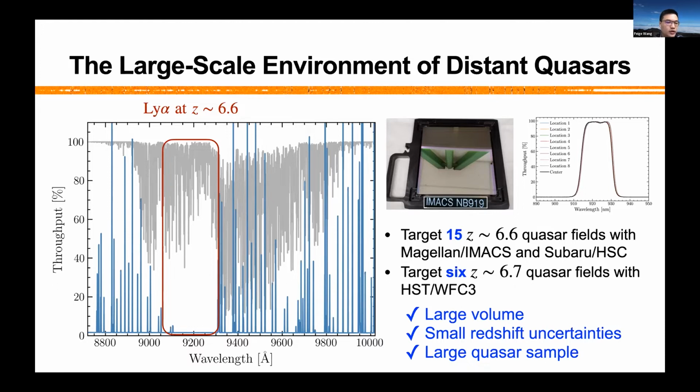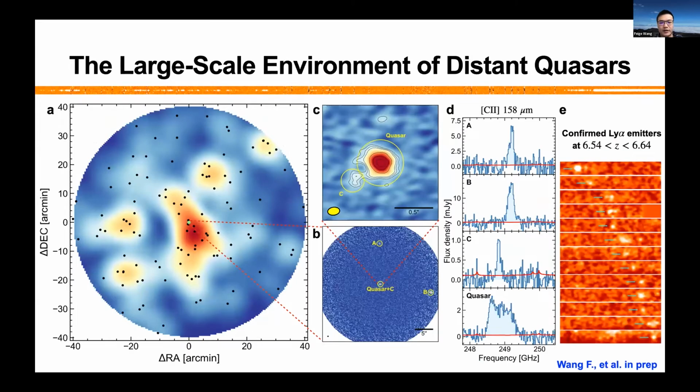But due to the pandemic, the observations are significantly delayed. But here I show you a very preliminary result. In the left panel, I show the distribution of the Lyman alpha emitters in a quasar field at redshift 6.6. You can see that this color map is basically the surface density of the Lyman alpha emitters. The red part shows the overdensity, while the blue dot indicates the position of the quasar. You can see that the quasar is located in an overdensity of Lyman alpha emitters.